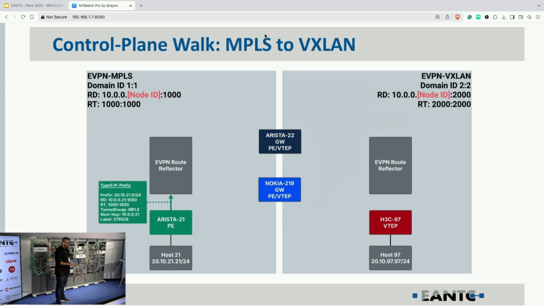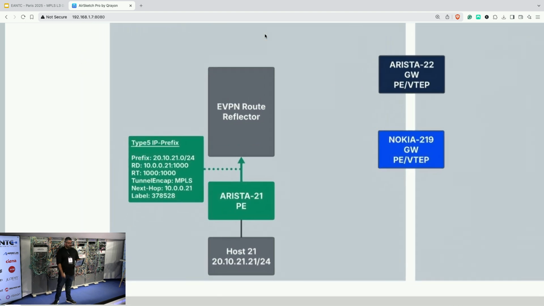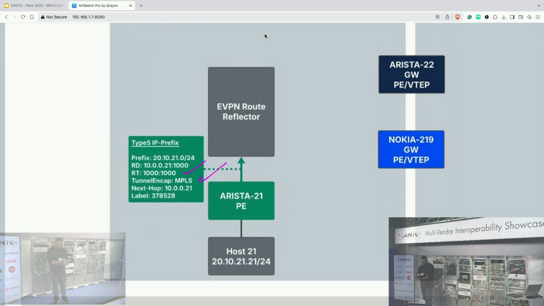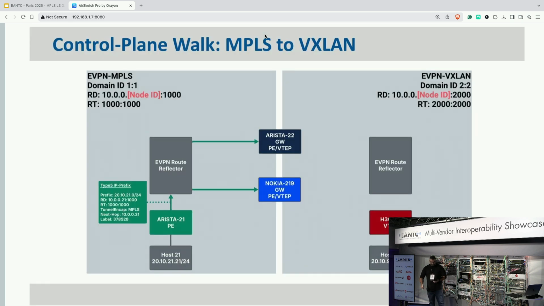And the question is then, how does this all come together? We'll zoom in on these routes a little bit and take a look at, for PE21, it says, all right, cool, I'm going to advertise this prefix as a type 5. I've got the RT values. The tunnel encap is unsurprisingly MPLS. There's a label in there, next hop, the usual suspects, the gang's all here. Then, after that, the route reflector, of course, performs its reflection duties and says everyone gets a copy of this.